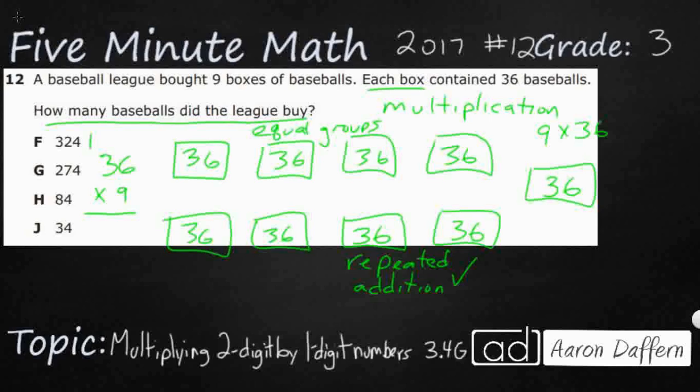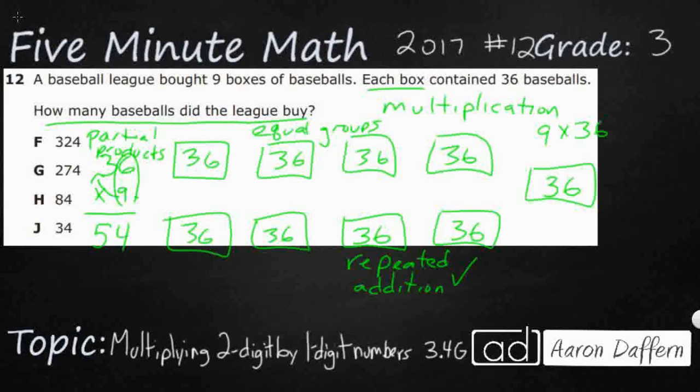Now, there's 2 different methods that both work just fine. This first one I'm going to show you is called partial products, and they're both going to get you the same answer. Partial products means we're going to take this 9, and multiply it by 36. We're going to do it one step at a time. So we're going to look at 9 times 6. Well, 9 times 6 is a multiplication fact we just need to know. That's 54.